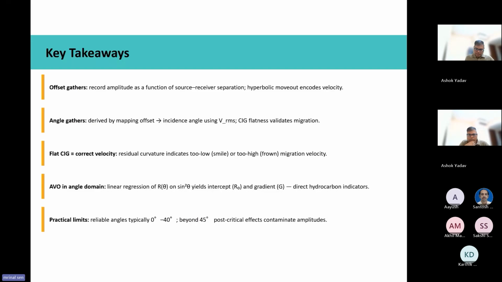Okay, so the key takeaways from this particular lecture are that offset gathers record amplitude as a function of source-receiver separation, and you have hyperbolic moveout. Angle gathers are derived by mapping offset to incidence angle. Common image gather flatness basically validates whether the migration velocity is correct or not. In which case, a flat CIG would give you the correct velocity.